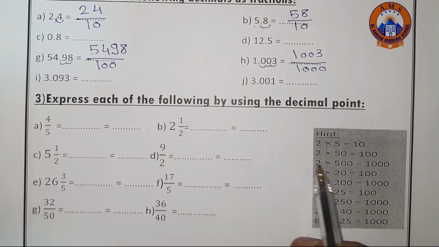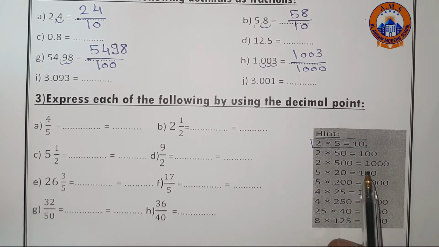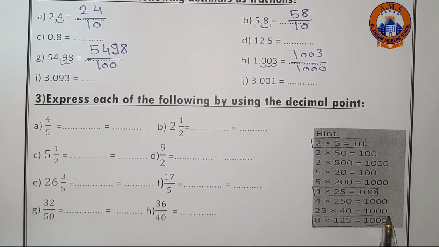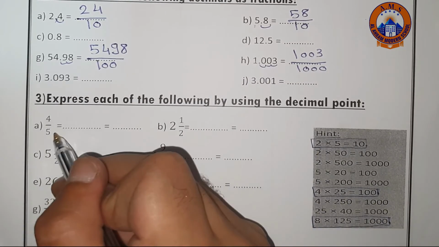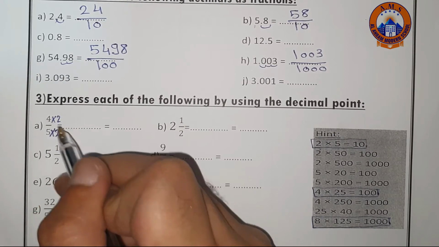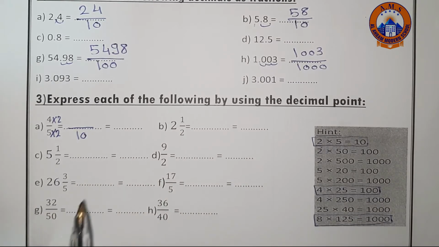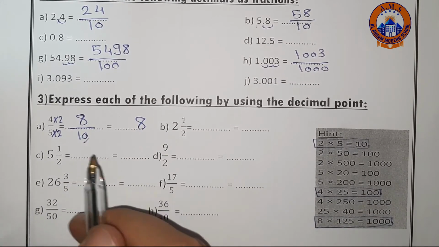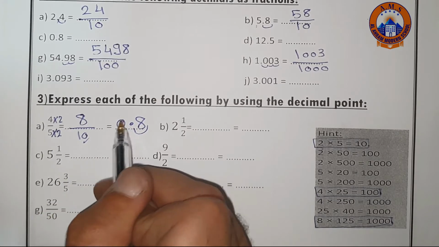We're gonna use the friends, which is 2 by 5 is 10, and 25 by 4 is 100, and 8 by 125 is 1000. So if I find the number 5 in the denominator, its friend is 2, so I'm gonna multiply this by 2 up and 2 down, because 2 by 5 is 10, and now we can write it as a decimal. And 4 by 2 is 8, so we just put it in the numerator and pass one digit and put a decimal point. There is no number waiting for us, so we put 0.